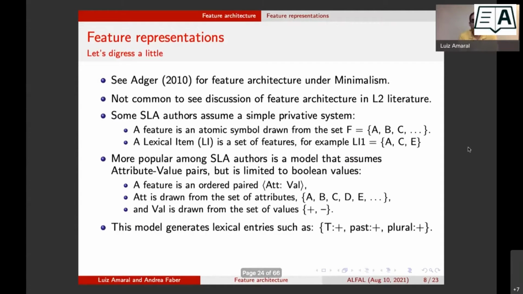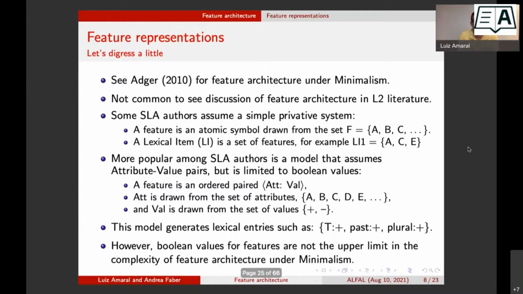And then the lexical entries that we see in trees look something like this. Okay, so these are the features that I have here. One is tense, and I have a plus for tense. I have a feature called pass, and I have a plus for pass. I have a feature called plural, and I have a plus for plural. And if we see descriptions like that, we could assume that that's the model that's being used.